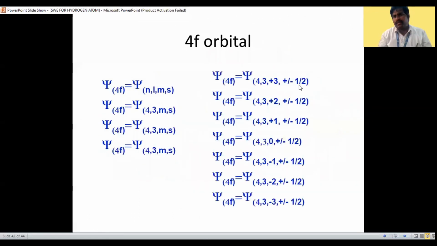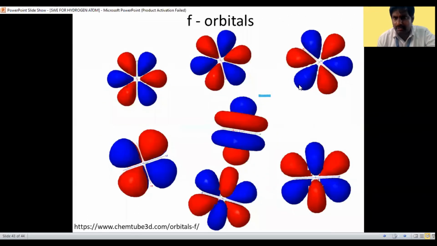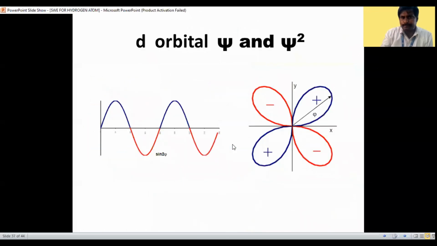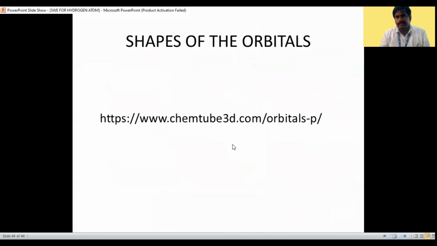And even for 4f orbital, it has 7 orbitals. Yes, all the 7 orbitals are shown here. In this f orbital also, we have one triply degenerate set and one more triply degenerate set, and one more, that is this middle one. Totally 7 orbitals. Okay, this is about the shapes of orbitals. We can even see the shapes of orbitals through this site if you want.